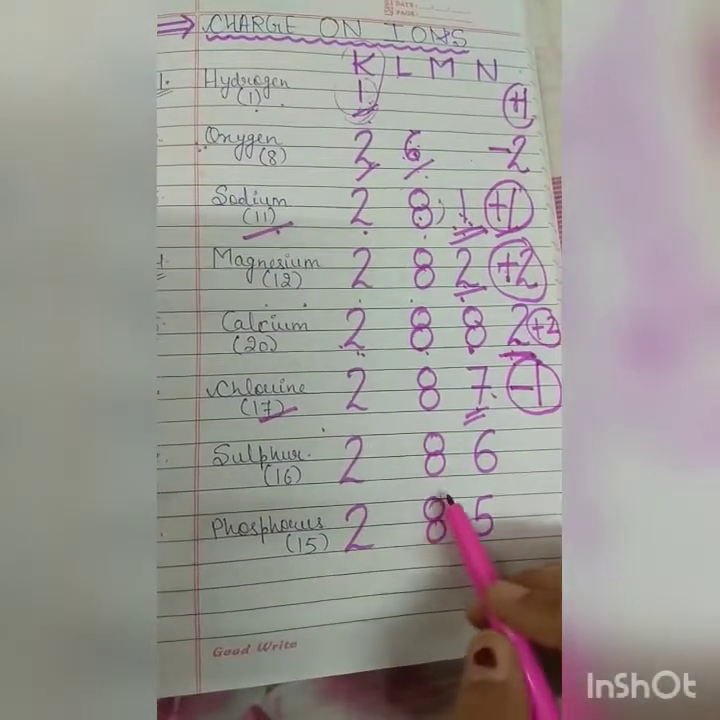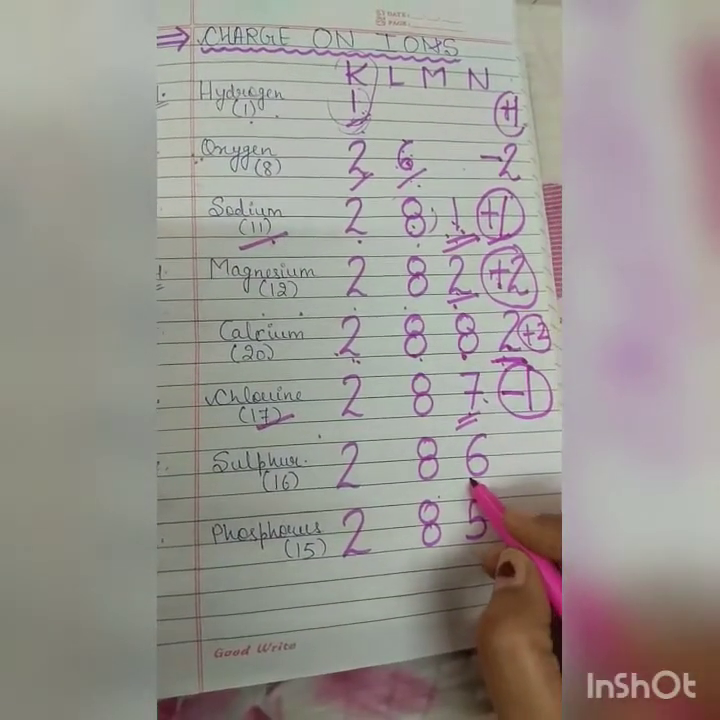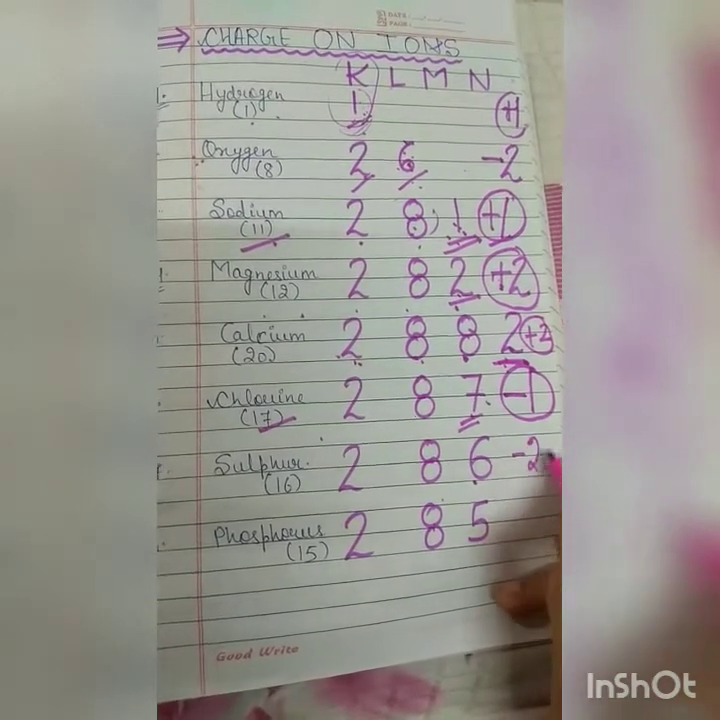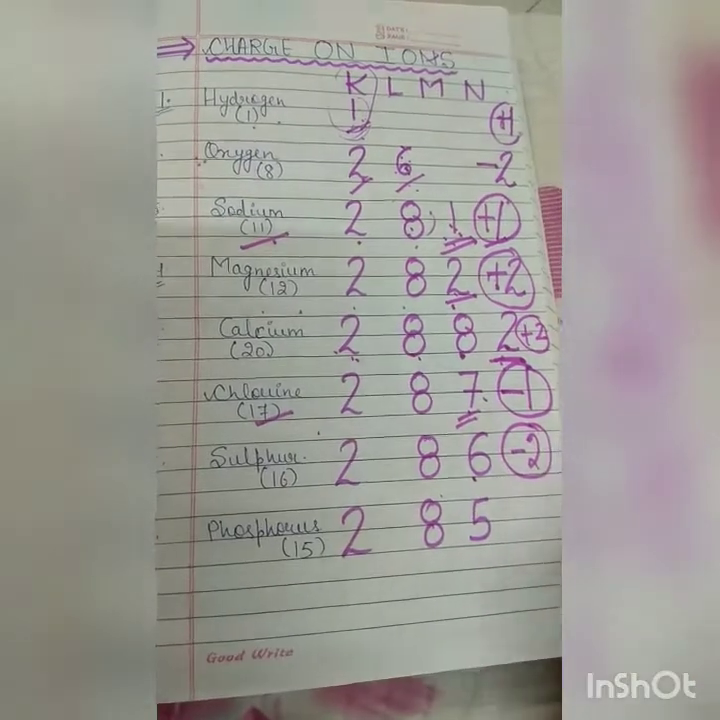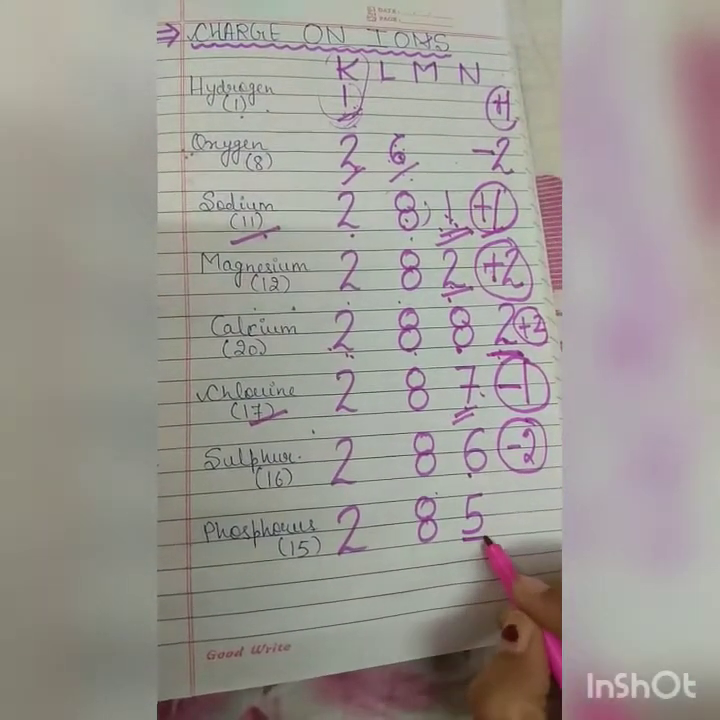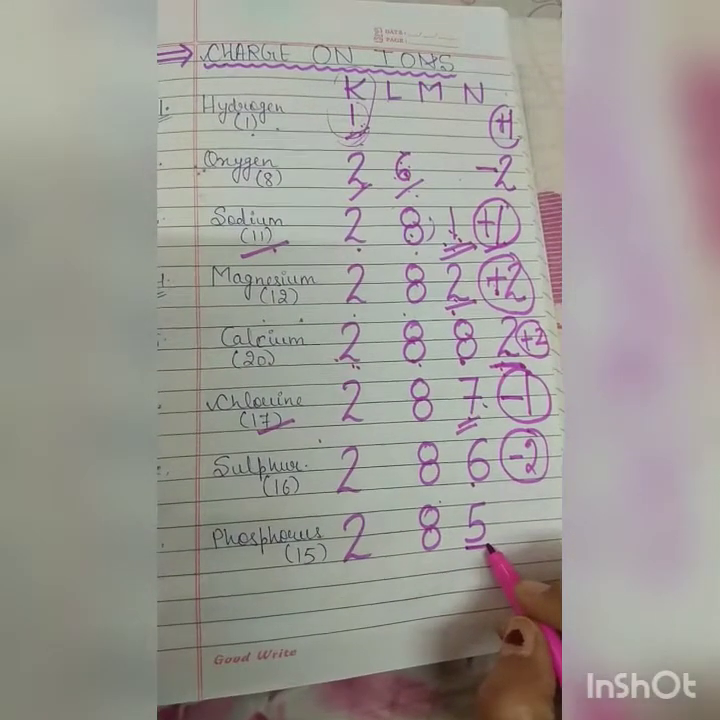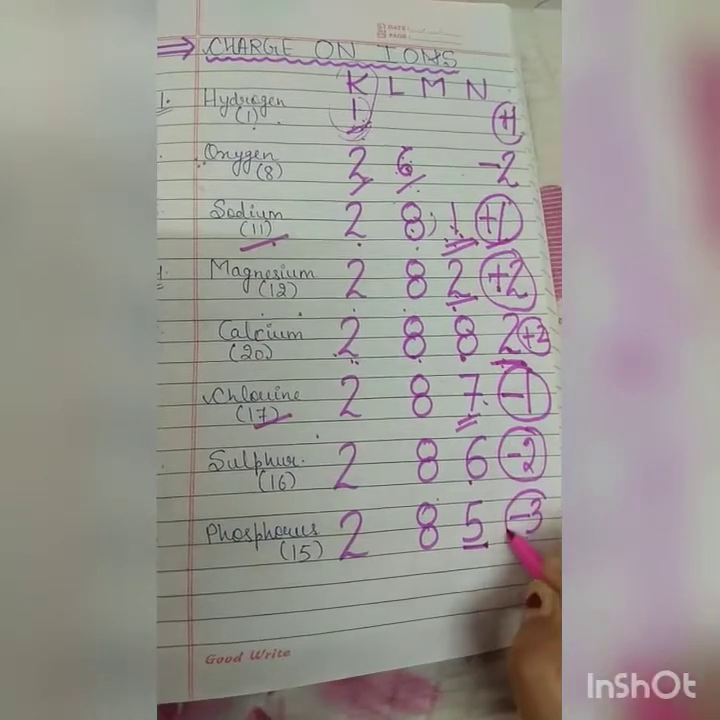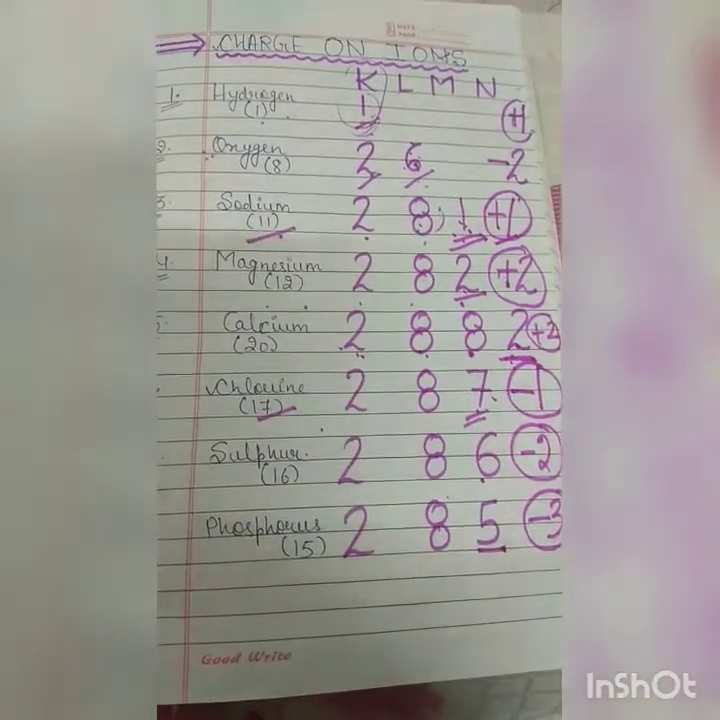In the same way, sulfur, in the last shell 6 electrons are there. So it will gain 2 electrons. So the charge will be minus 2. And the valency is minus 2. In case of phosphorus, the last shell is having 5 electrons. It requires 3 more. So it will gain 3 more electrons and will acquire charge minus 3. I hope you have understood the valency concept.